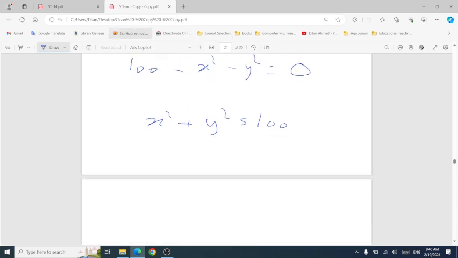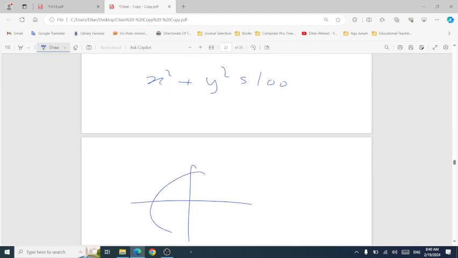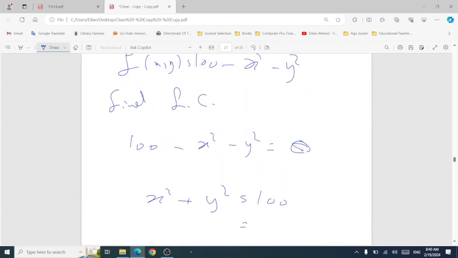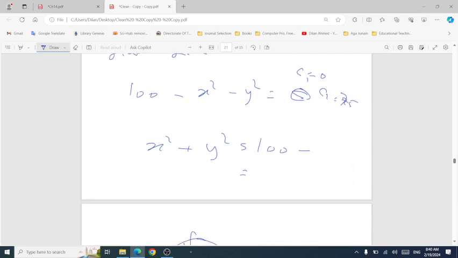Circle, okay. Circle with what? Am I right? Center (0, 0) with the radius 10. What did we do? We just gave a number to the function and we got a level curve. How about if I put this number, instead of 0, say C1, C2, 25 or 75? I'll get what? For example, and I will get what?